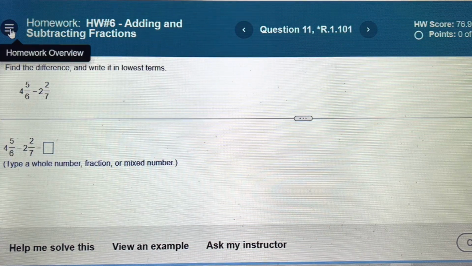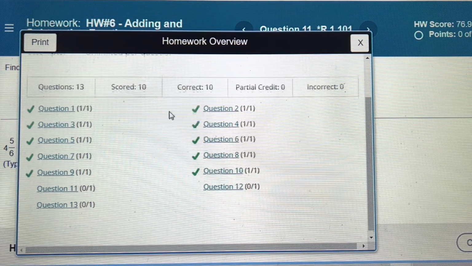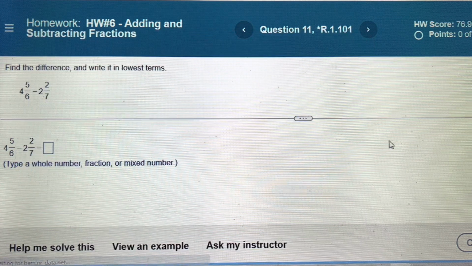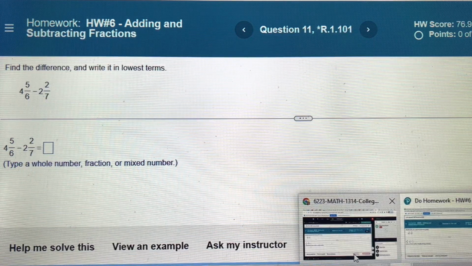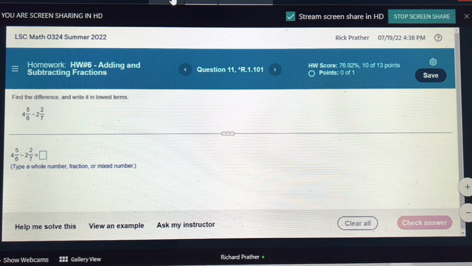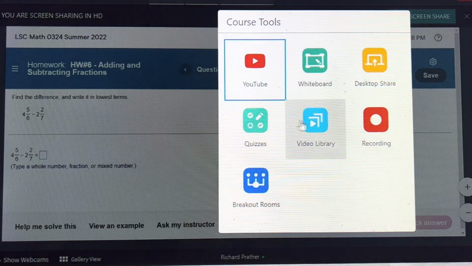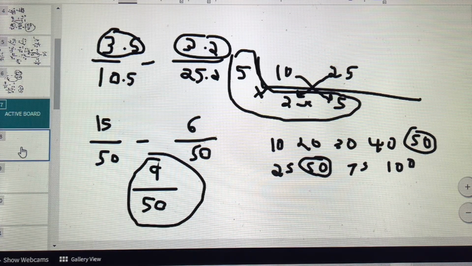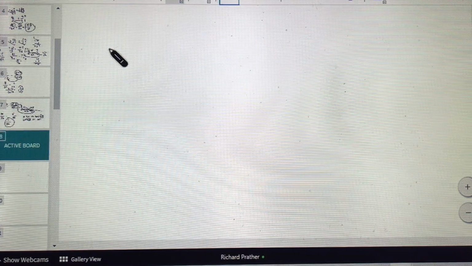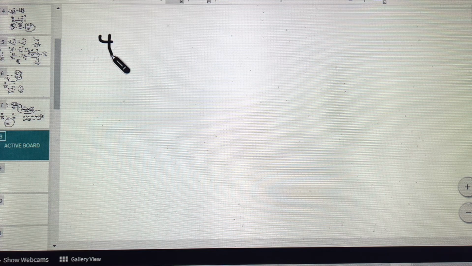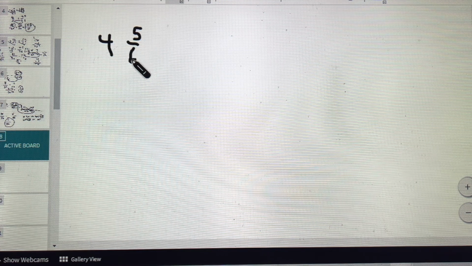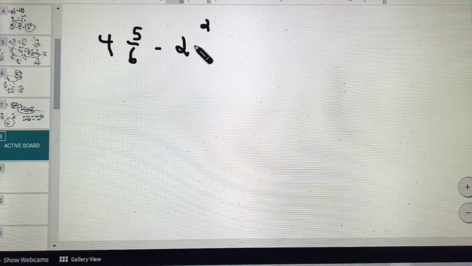And then we get the same thing we had with adding. What if they are, got 3 problems left, okay. What if they're mixed numbers? Just change them to improper and don't even worry about mixed numbers anymore. 4 and 5/6 minus 2 and 2/7. Once you convert them over, then you don't have to worry about mixed numbers anymore.